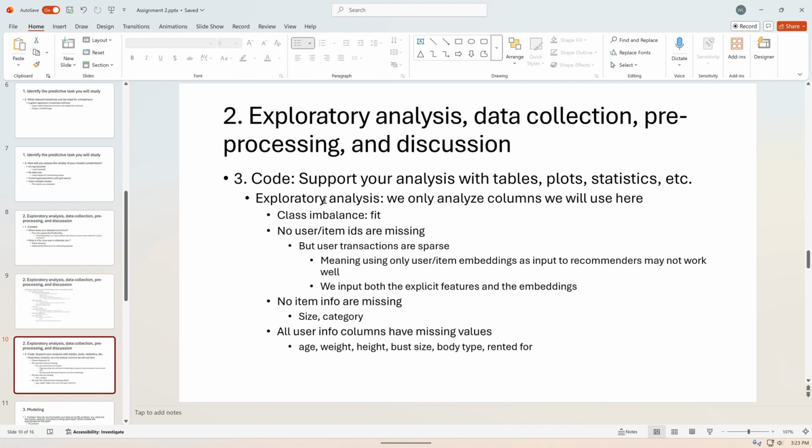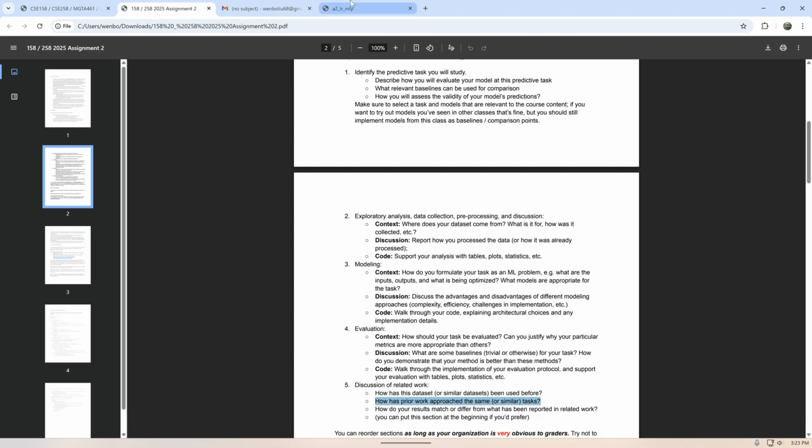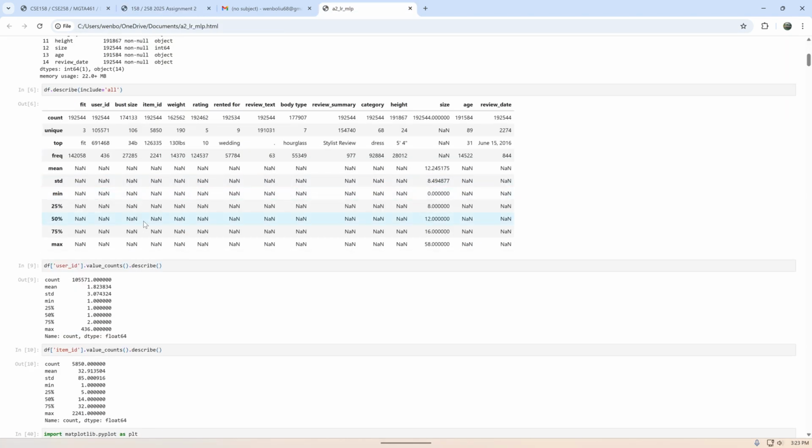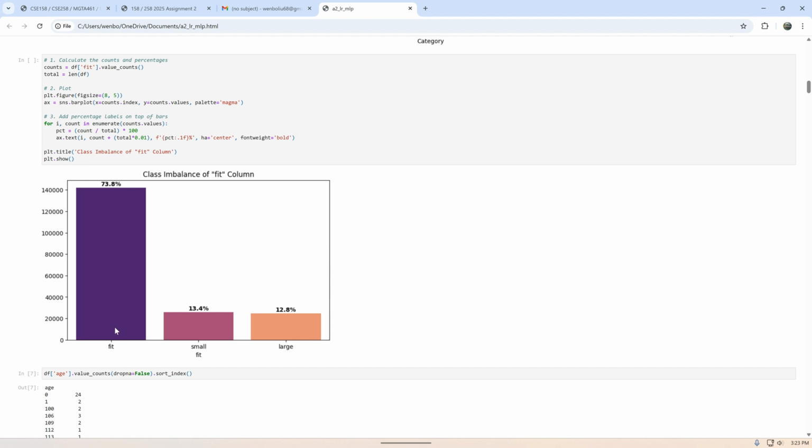And then we're going to be looking at the code, right? Support your analysis with tables, plots, statistics, etc. So for EDA, we're only going to be analyzing columns that we will use. So first, let's look at the class imbalance. Okay, dataset class imbalance. Here you go. So 73.8% is fit, and then small and large about 13% each. That's a big imbalance.